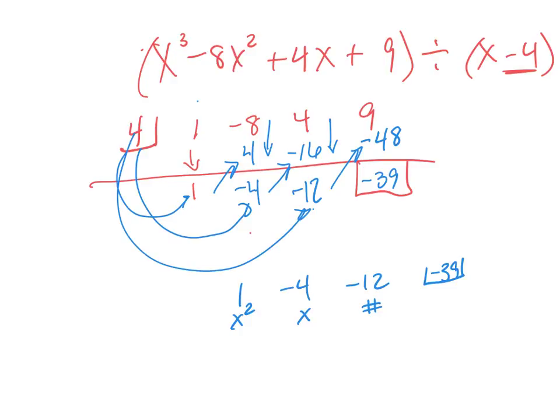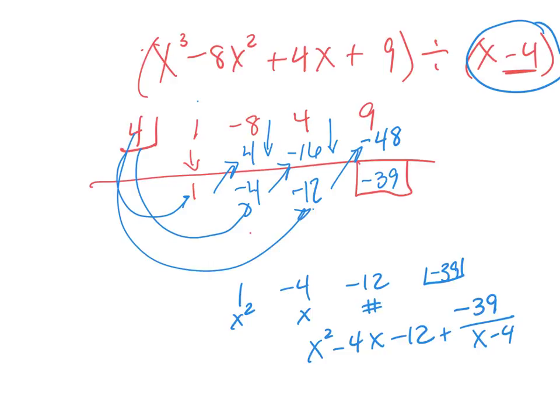So you can go all the way like 1,000? We won't do that, no, but you can, yes. So now we have 1x squared minus 4x minus 12. And what you do with the remainder is you put it over the divisor, which is this guy here. You put it over him, and that is your answer.